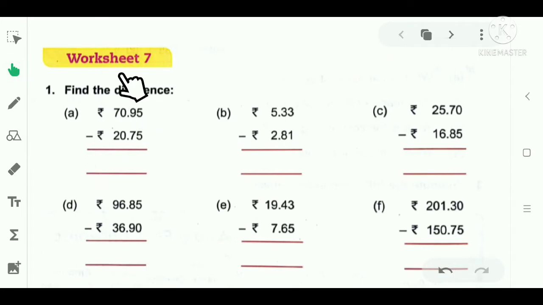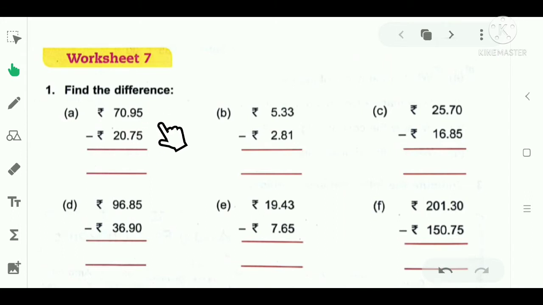So students, today we are going to do worksheet 7. Question number 1 is find the difference. So students, here rupees 70.95 minus rupees 20.75 is given. So we will subtract 20.75 from 70 rupees 95 paise.